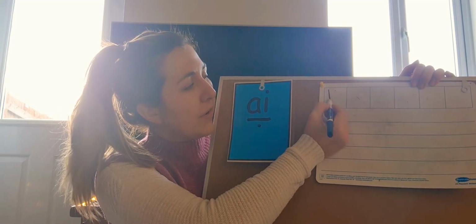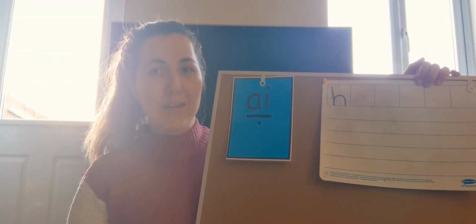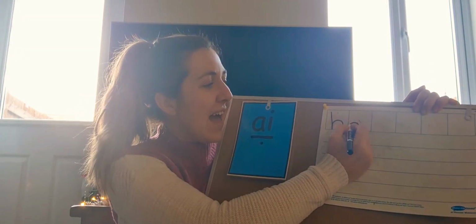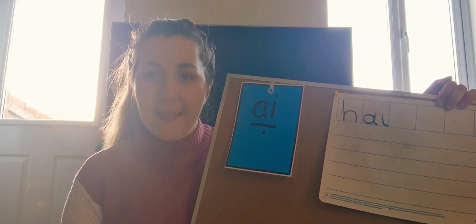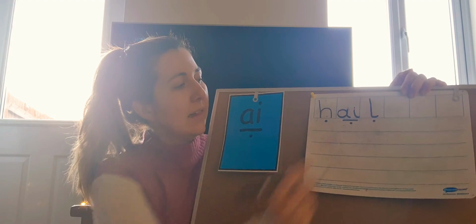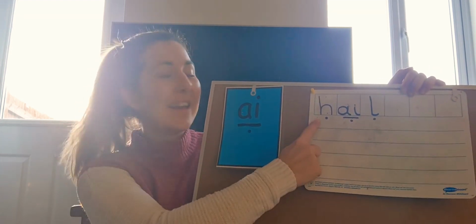Let's have a go at writing those three sounds. Can you all write the first sound by yourself? Down to the horse's hoof, up and over the horse's back. H. Well done. Remember, the clue is right here. How do we write A? That's right. A. Down the long leg. Well done, everybody. We have written the word hail. Good job.